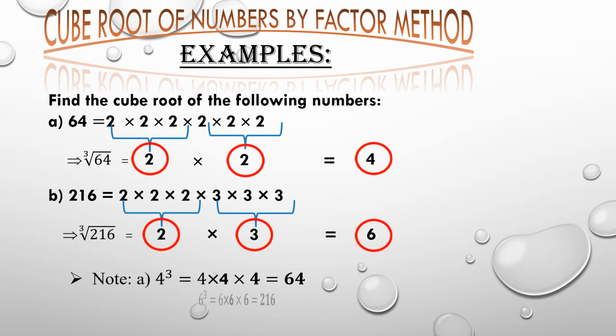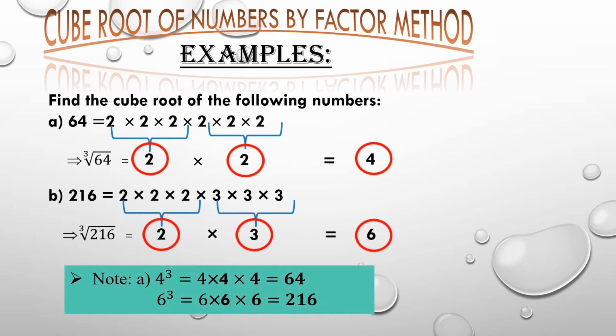If you have a number like 4 cubed, then you need to understand that that is 4 multiplied by 4 multiplied by 4, that is 64. So the cube root of 64 will be 4.